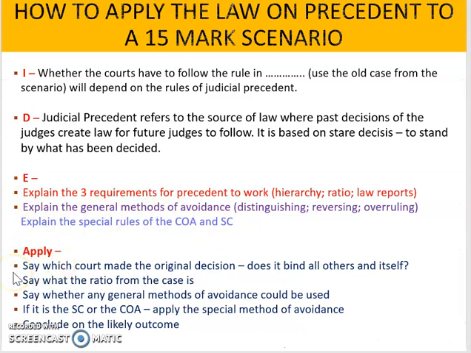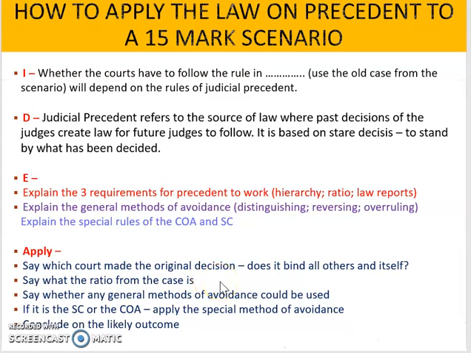So you need to have a look in your scenario and look at, in the old case you were given, which court made that decision. If it was a low court, of course, we don't have to follow it because they're not binding on anyone. But chances are it's going to be a Supreme Court decision, and you're going to be talking about the fact that you would expect that that would usually bind. Find what the ratio is from the case. So what was the binding thing from that old case? And probably in your scenario, you're not going to want to follow that old ratio.